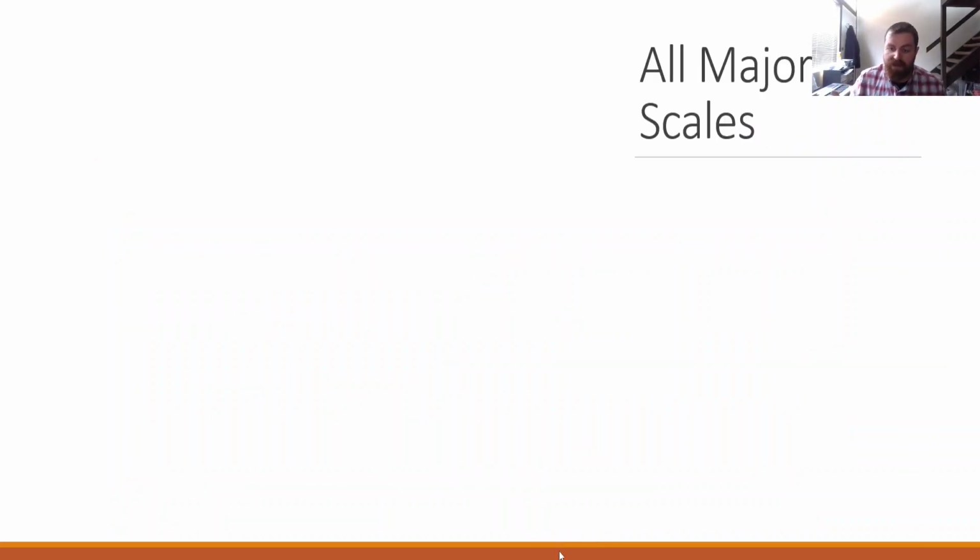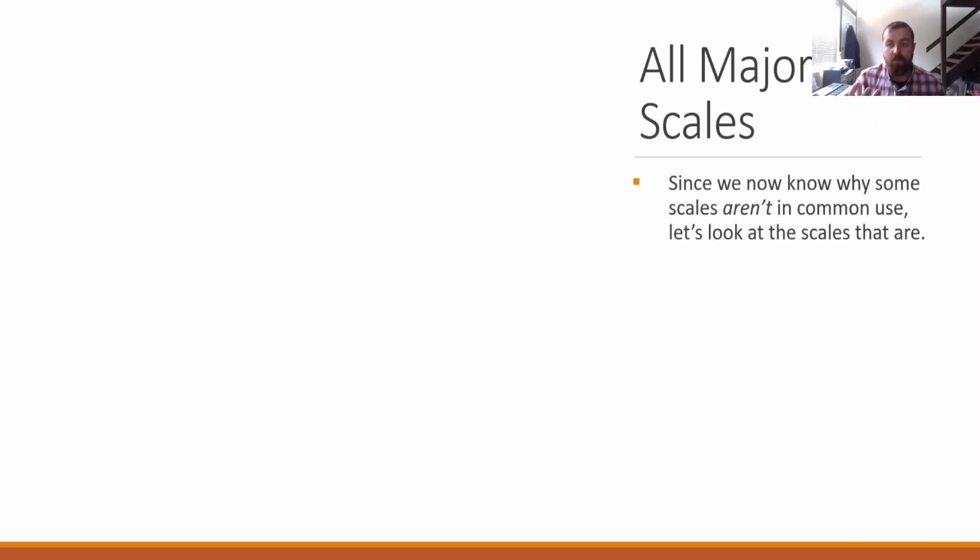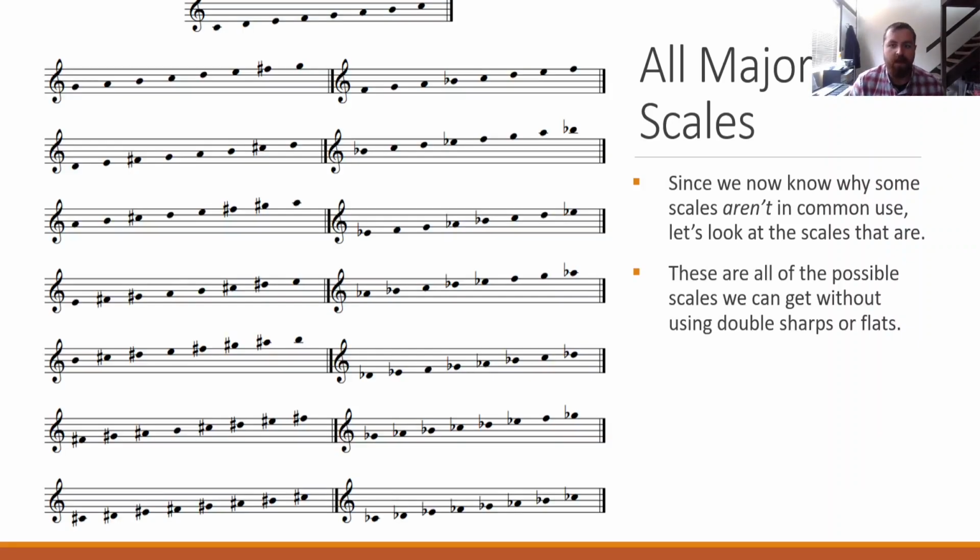So we can basically summarize all the major scales in use. Since we now know why some scales aren't in common use, like G sharp, this is basically all the scales that we use that exist. These are all the possible scales that we can get without using double sharps or double flats. Notice it's not a ton of options. It's 15 scales. At the top, we have C major, which as we know is nothing.